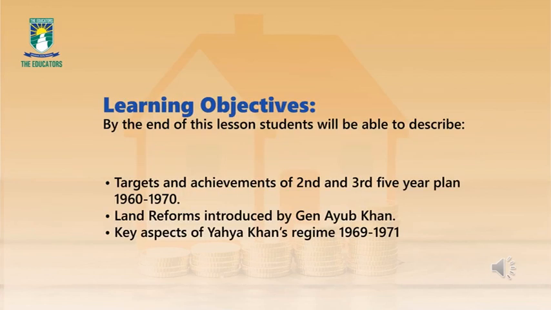Learning objectives. By the end of this lesson, students, you will be able to describe targets and achievements of second and third 5-year plan 1960 to 1970. You will be able to describe land reforms introduced by General Ayub Khan, and you will be able to describe key aspects of Yahya Khan's regime 1969 to 1971.